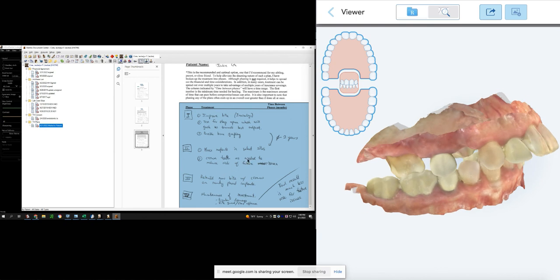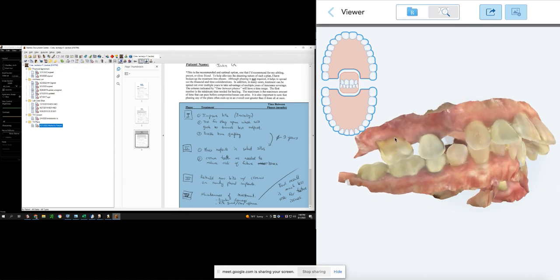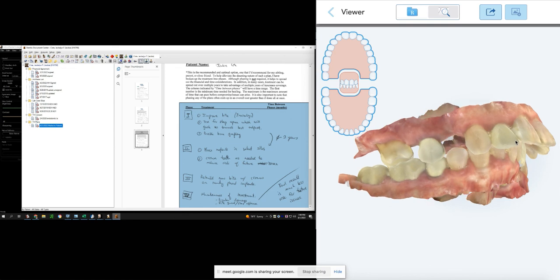And then we talk about crowning the teeth as needed to reduce the risk of future issues. So that's where we talked about crowning the teeth to improve her occlusion. That might include both arches. It might include one arch. It might include just posterior teeth on both arches. It might include anterior teeth in both arches. So there's lots of different ways to solve the problems.